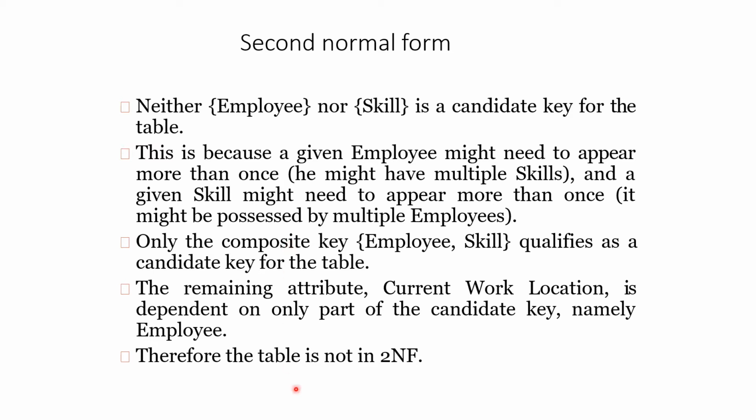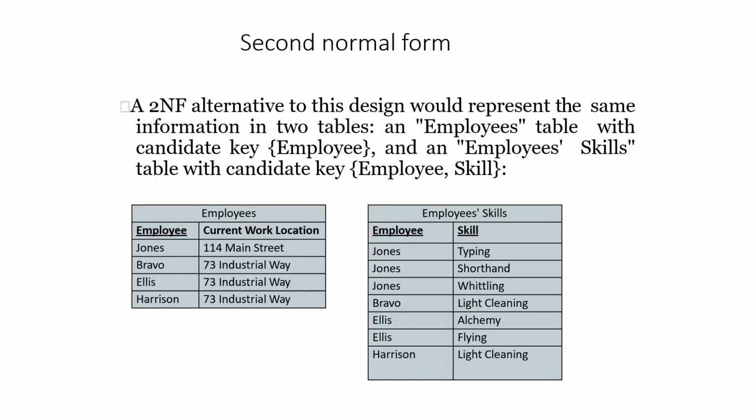The remaining attribute, that is current work location, is dependent on only part of the candidate key, namely employee. So current work location depends on the employee. It doesn't depend on the skill, because the same employee can have different skills, and different skills cannot depend on the work location where he is working. So the pair that we have taken is employee and skill, and the remaining attribute, work location, is dependent only on part of the candidate key, that is employee. Therefore the table is not in 2NF.